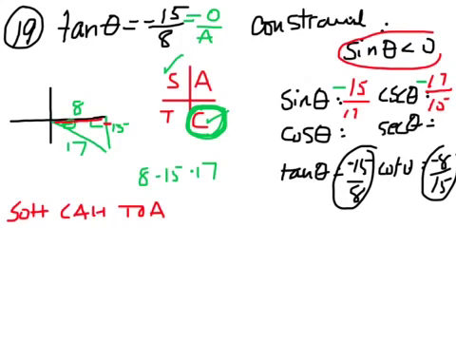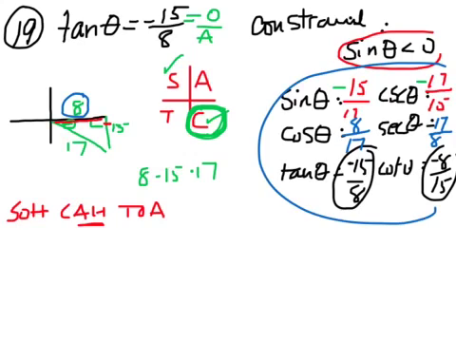Now, the only ones I've got left are cosine and secant. The cosine is adjacent over hypotenuse, so if you look here, the adjacent side is 8, and the hypotenuse is 17. Cosine is positive in that quadrant, but even if I put those numbers over themselves, they would still be positive. And then to flip it, I would get 17 over 8 for the secant. And I've got all my trig functions.